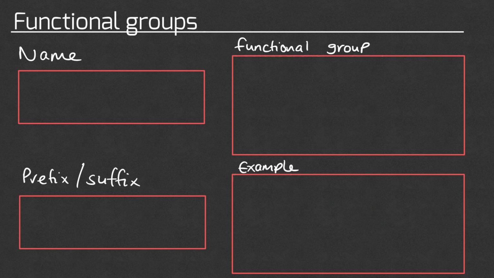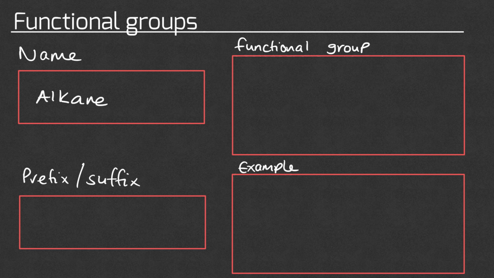We're now going to look at all the different functional groups. We're going to look at their name, how we would add their name to a molecule, called the prefix or the suffix. So if there's a prefix, that part of the name will come at the start of the molecule. If there's a suffix, that part of the name will come at the end of the molecule. We'll draw out the functional group and we'll give an example of a molecule with that functional group.